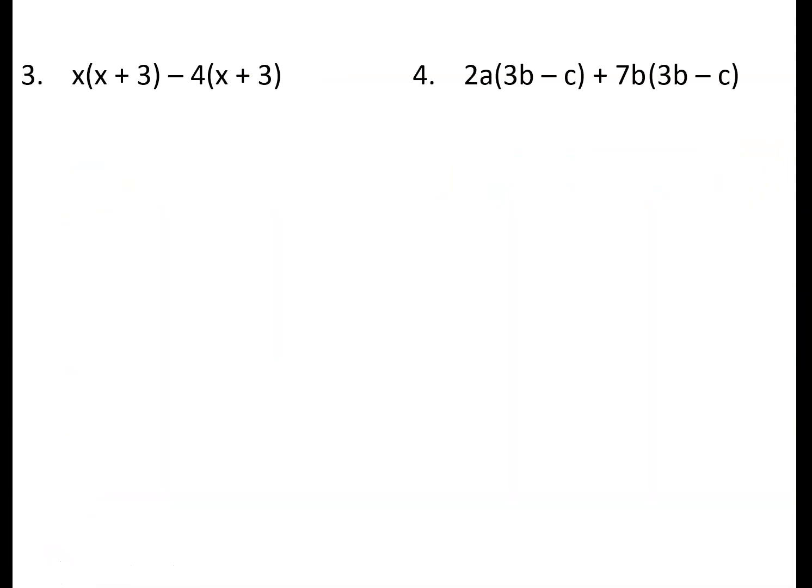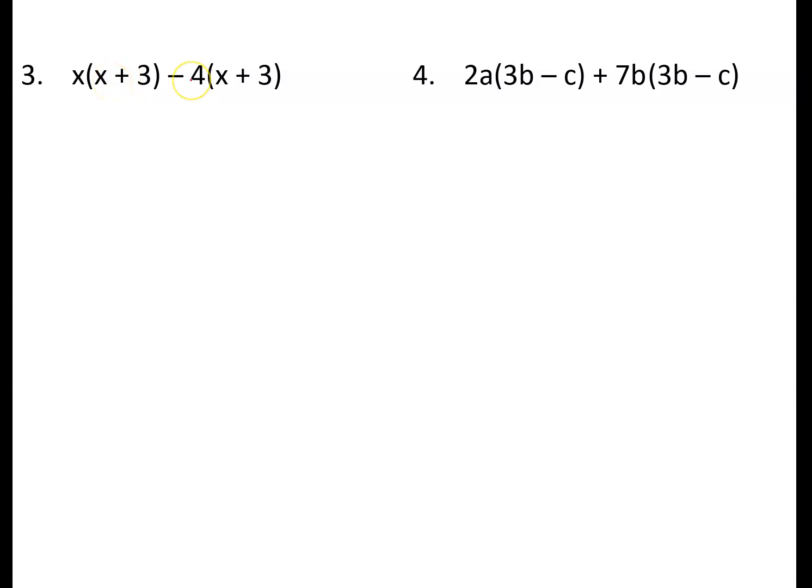Now, these two look a little different. They do have a GCF. It's the part that's in the parentheses. So, think of this as a term. x times x plus 3 is one term, and negative 4 times x plus 3 is your second term. Remember, when you're multiplying, it just makes one term.